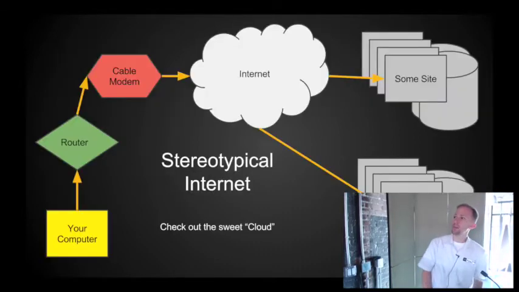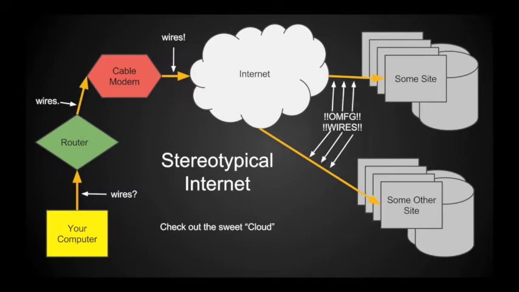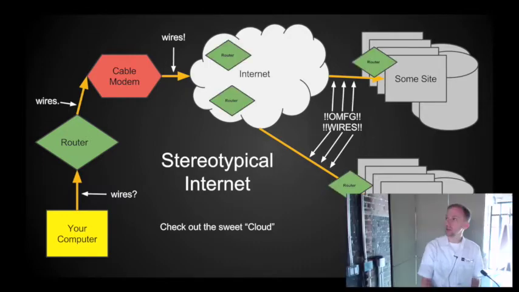Okay, and this is kind of the stereotypical diagram that we would see that would describe this stuff. You've got your computer over here, you've got your router at home, you've got your cable modem, and then it talks to the big puffy cloud, and then out to some websites. The thing that I like to add to this is there's probably a lot of wires everywhere, especially in that part. And then there's also routers all over the place doing different things. Notice the sweet cloud.